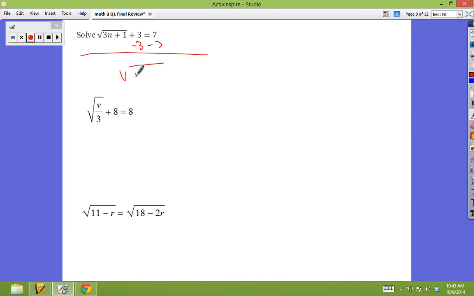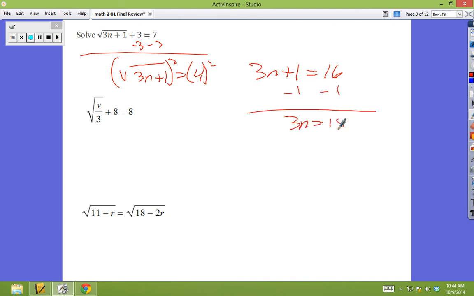So it's going to be square root of 3m plus 1 equals 4. Get rid of the radical. Square this side, square this side. So it's going to be 3m plus 1 equals 16, because that square undoes the square root. So minus 1, 3n equals 15, divide by 3, divide by 3, so n is equal to 5.